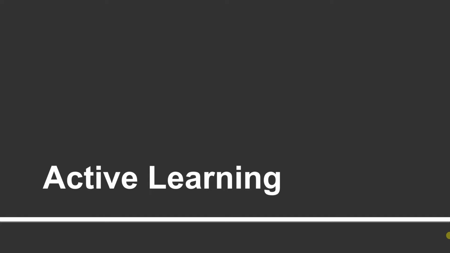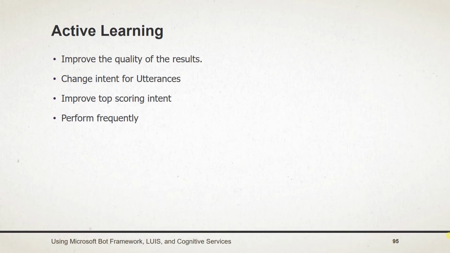In this session, we will learn how to use active learning in LUIS. LUIS uses active learning to improve the quality of the results. To perform active learning, we need to use review endpoint utterances, from where you can examine all the endpoint utterances and select utterances that it is unsure of.